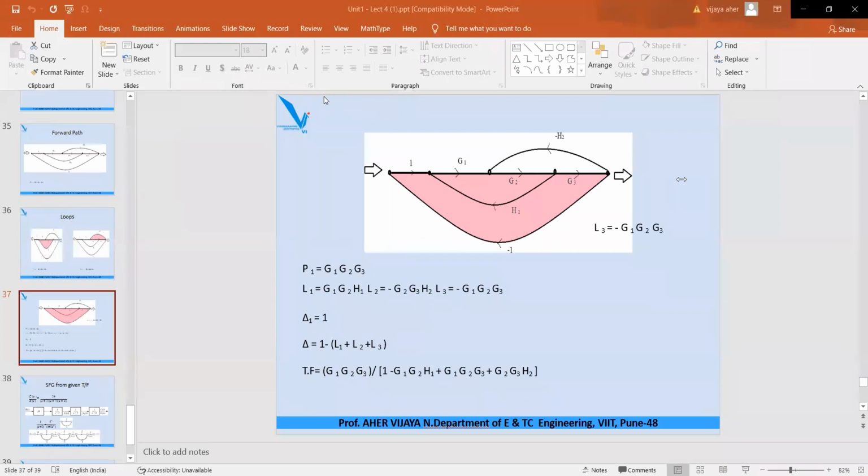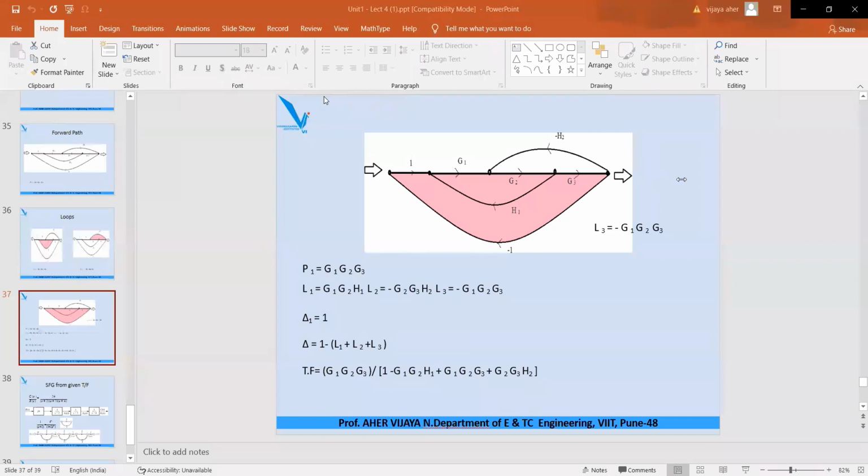Then we have calculated del by using the equation that is given in Mason's gain formula. Del calculated. And just putting all these equations into that formula, we have calculated the transfer function by using SFG. So this is about the second example.